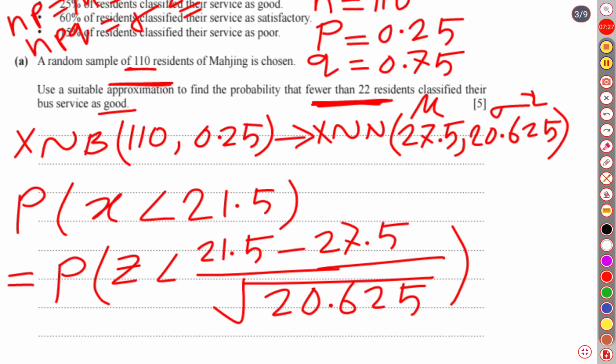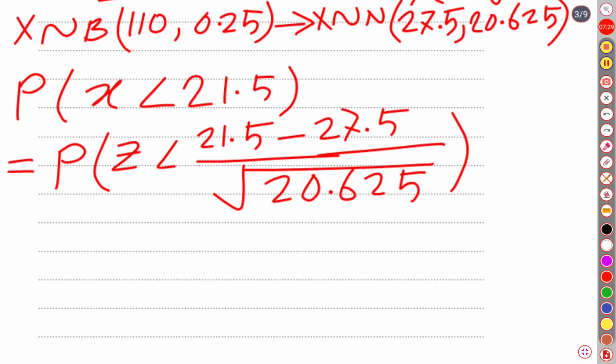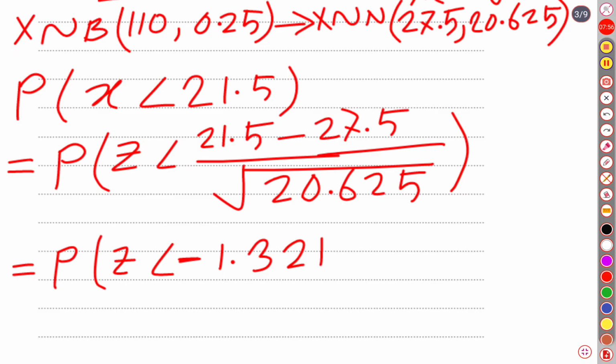Well, after that, let me write just below this. So let us calculate this probability of z less than, it must be negative. Look at this, our mean value is greater than the score, so it is negative. Now if we divide 6 by square root of 20.625, it will be 1.321. Well, then for this z-score we will have to find the corresponding probability.